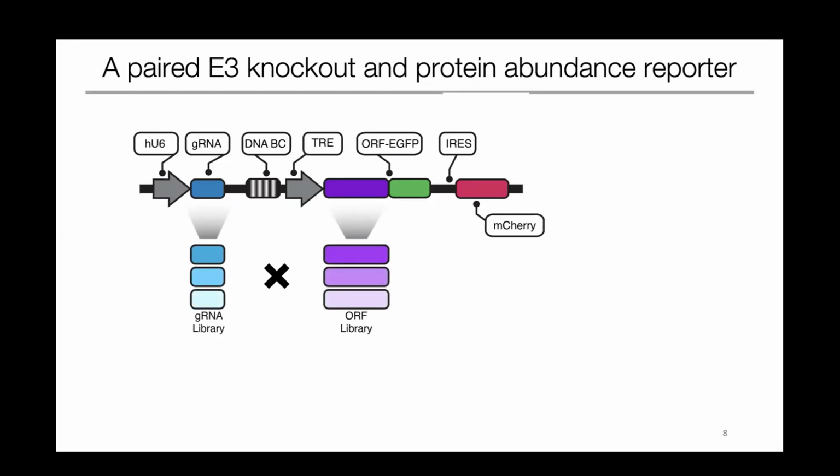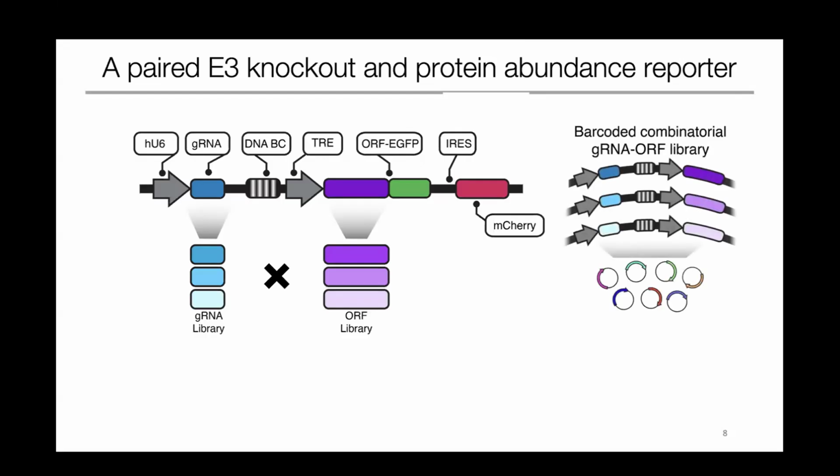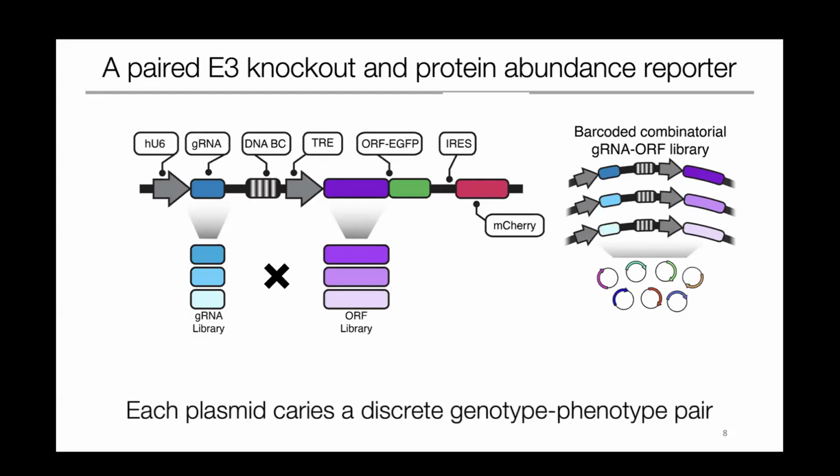At the guide RNA position and the ORF position, we clone combinatorial libraries of both. You decide what E3s you want to knock out with the guides and what potential substrates you'd like to test, and then you clone all the pairwise combinations of them. So you end up with this barcoded combinatorial guide RNA ORF library. The key thing here is that each plasmid, each individual molecule, carries a discrete genotype-phenotype pair. The genotype comes from the guide RNA, and the phenotype comes from the ORF GFP fusion.